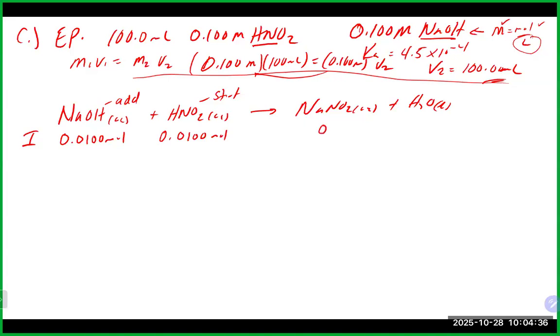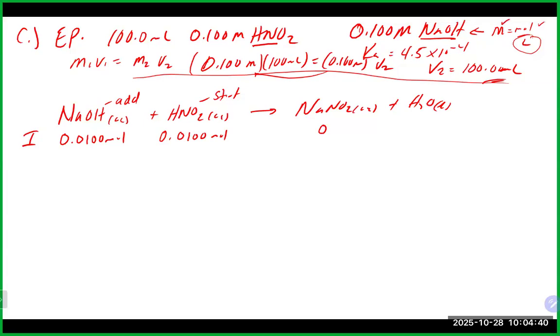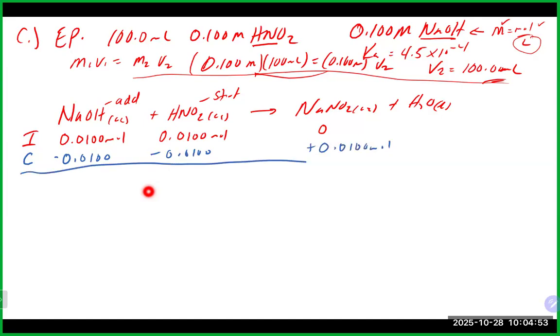This is going to be 0. Since we are at the equivalence point here, we cannot hopefully pick the wrong number. It should really be the same number there. So we're going to go minus 0.01, plus 0.01 moles. That means when we reach equilibrium, I'm going to have 0, 0, and 0.01 moles here.